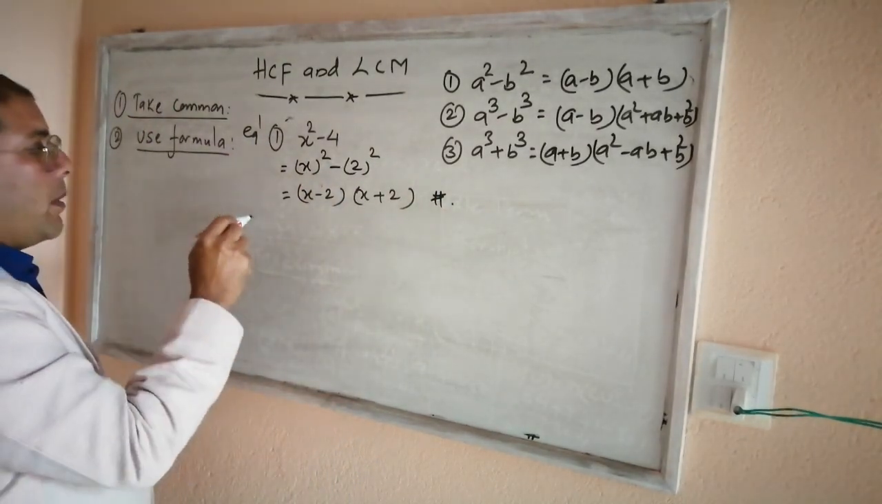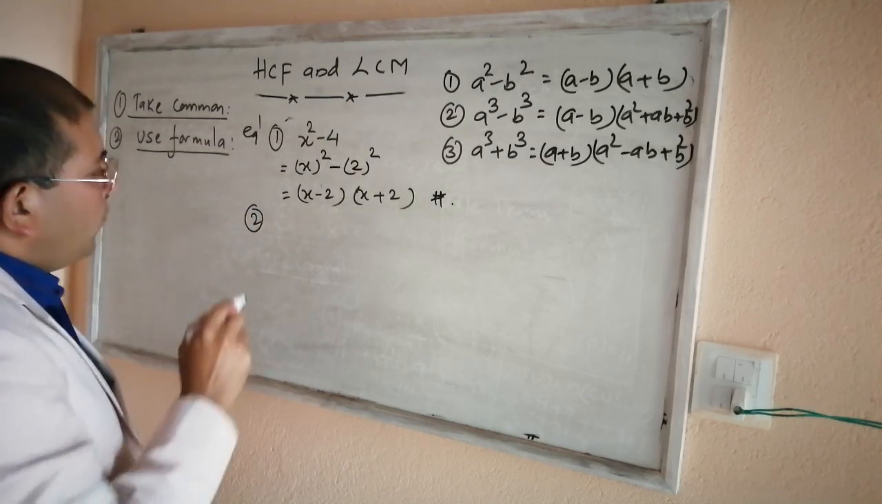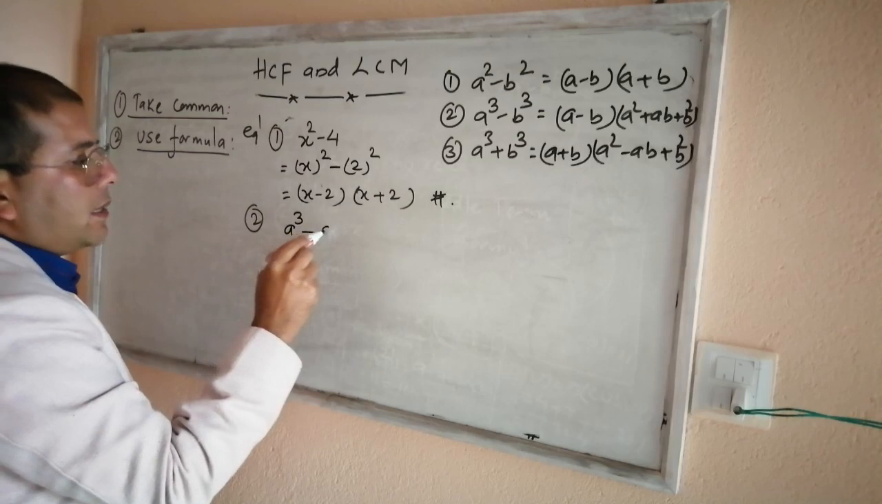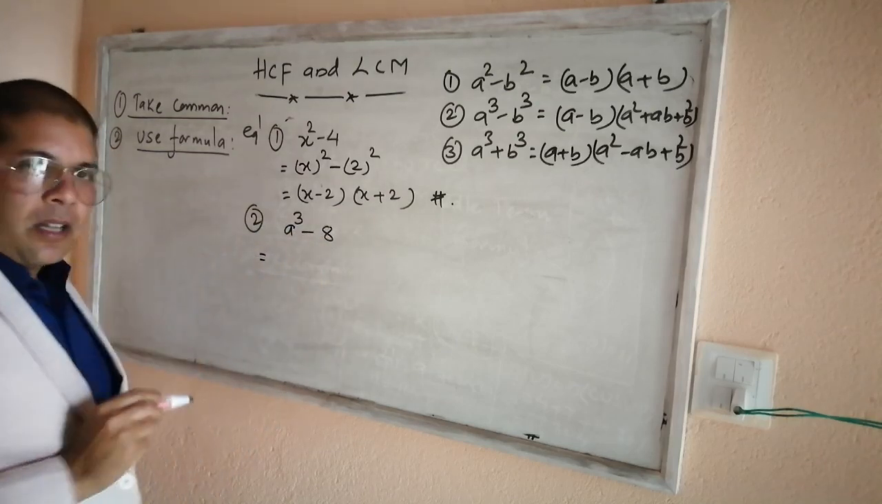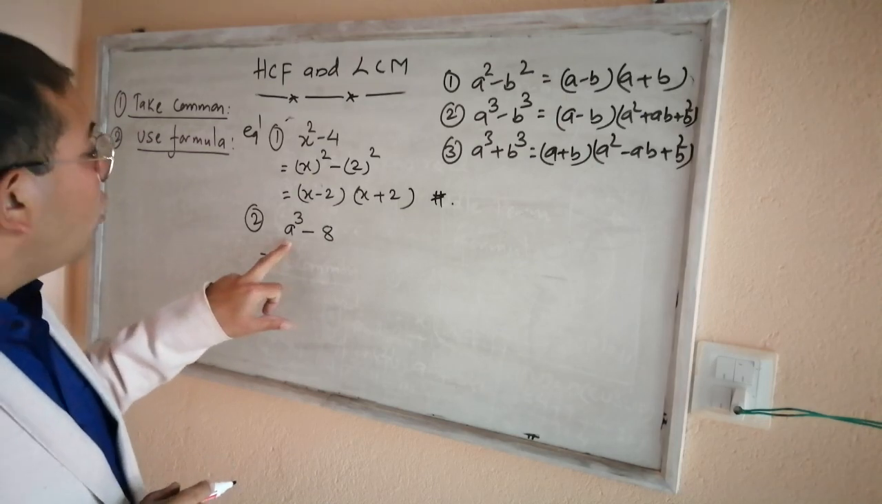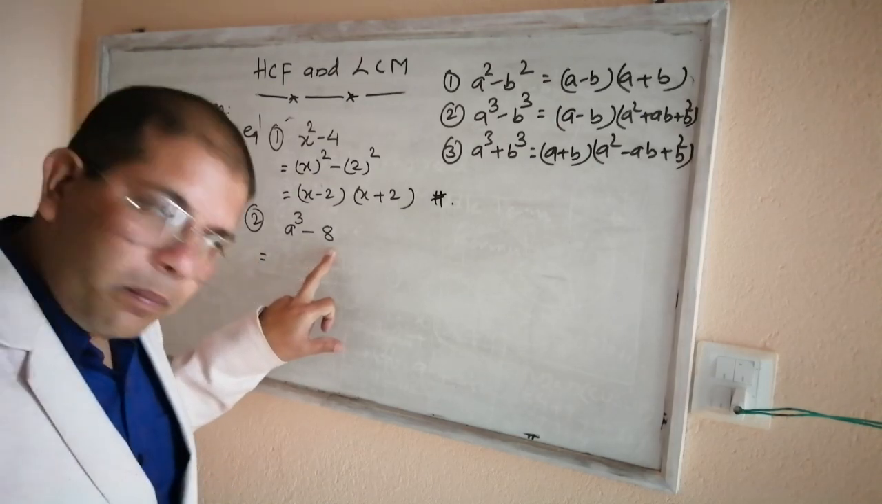Number 2, example number 2. For this one, a cube minus 8. Again we have two terms. The first one is in cube form, the second also is in cube form.